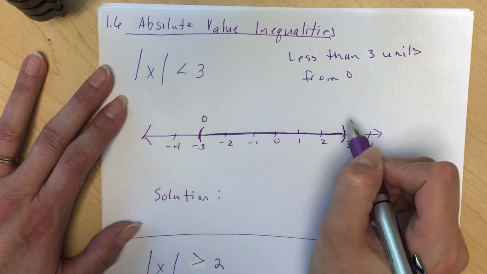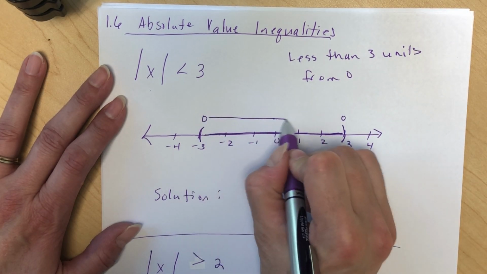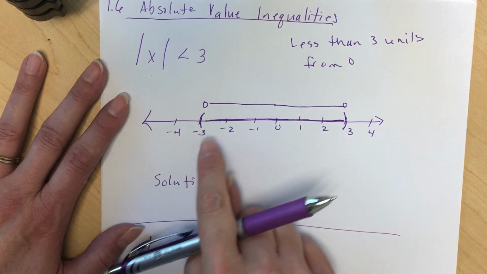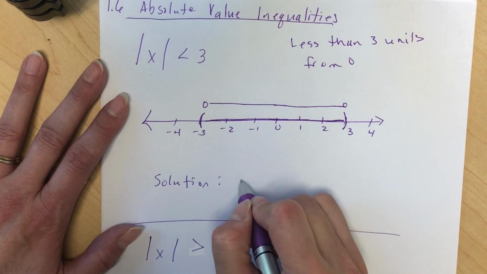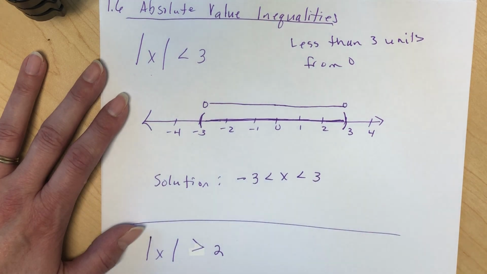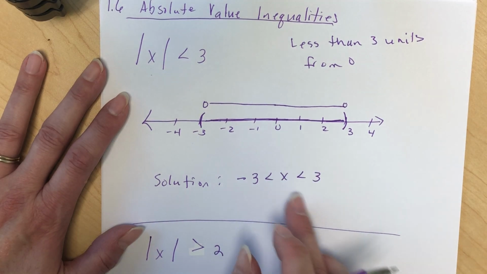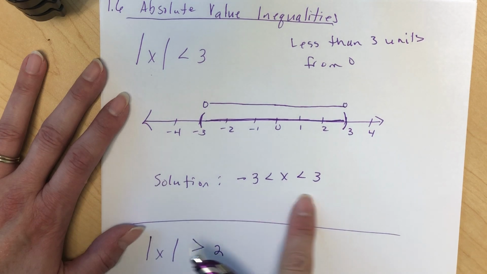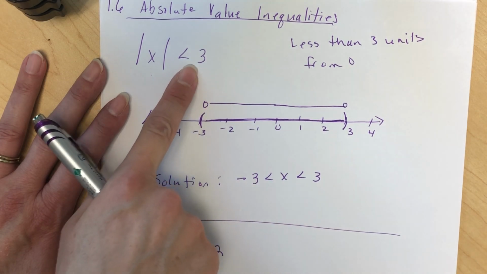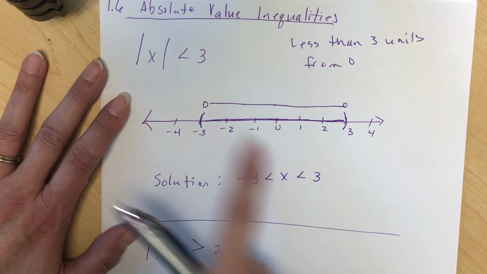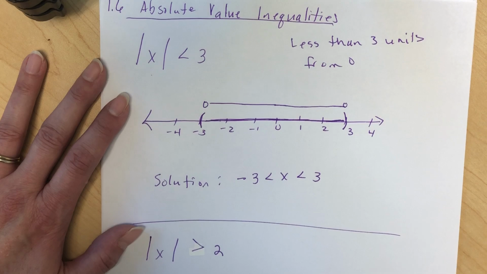You could also think of it as the open circles, everything in between shaded. To write that as a solution, I'm looking at all values of x that are between negative 3 and positive 3. So I could write it as negative 3 is less than x and x is less than 3. We call that a sandwich inequality or a 3-part inequality. So if you've got an absolute value of something less than a number, your solution is going to take this form: the opposite of the number first, less than the inside of the bars, and then that has to be less than the positive version of the number.